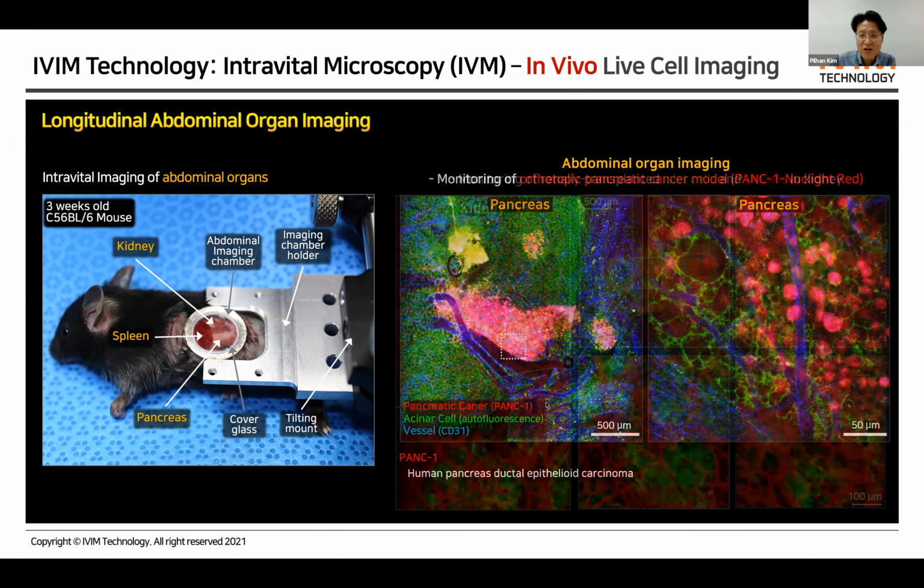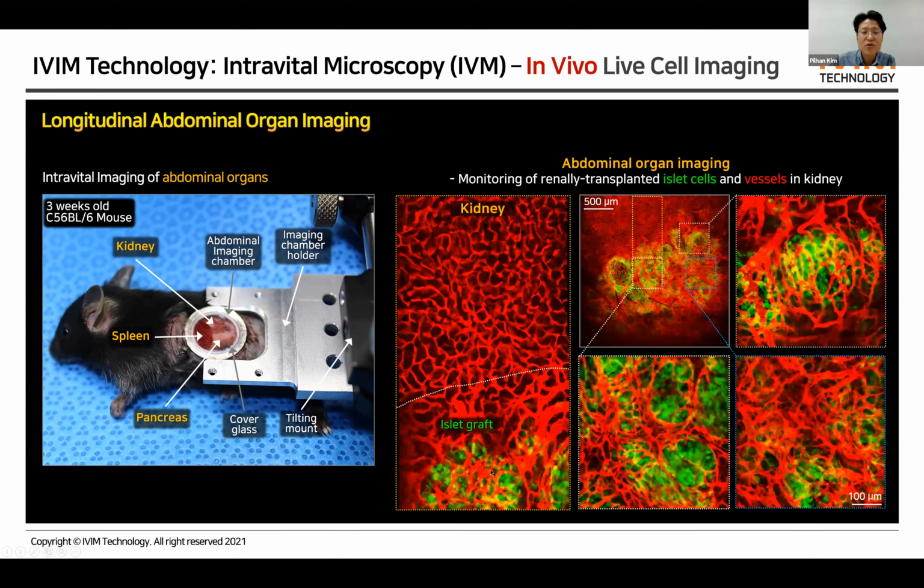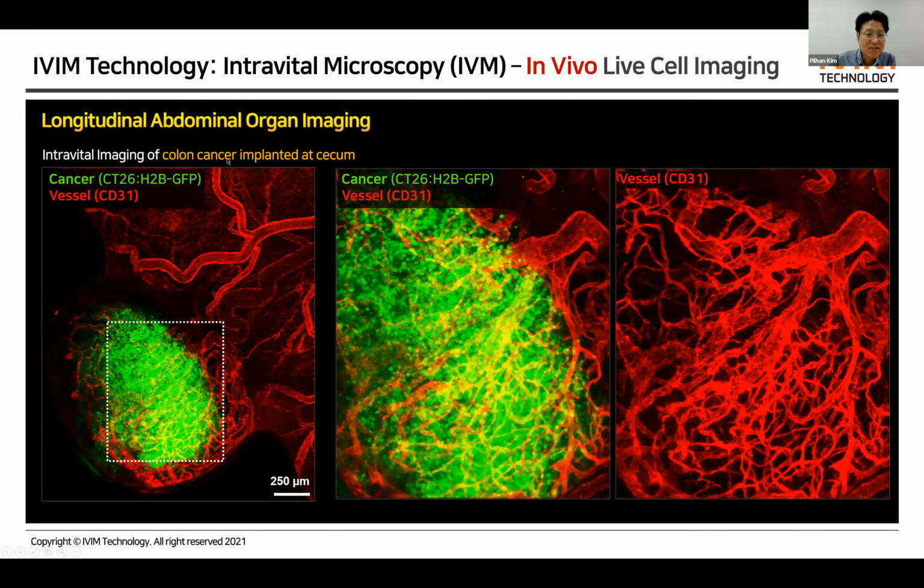And this is the image obtained from the kidney after the renal capsule implantation of the GFP-expressing islet cells, together with the vascular remodeling. And this is an orthotopic colon cancer model implanted at the cecum here. Green is the cancer cell, the CT26 GFP-expressing cancer cell, and red is the blood vessel surrounding these tumors.